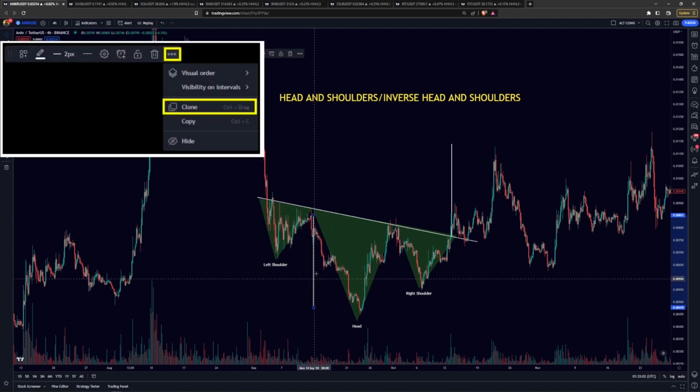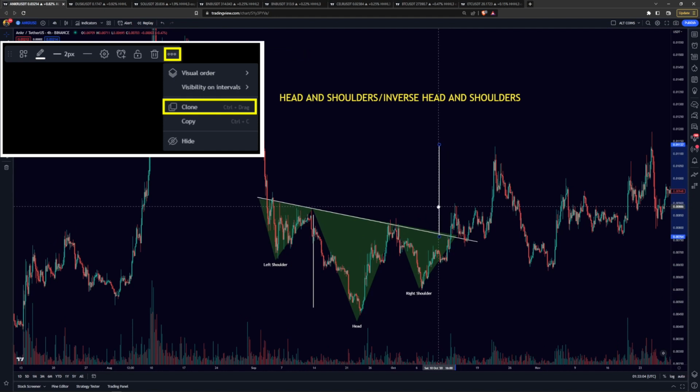So if you were to copy this and put it over here, this is the breakout point of the pattern. So you put the measurement where the breakout point is, and this will give you the approximate move for that pattern, for the measured move.